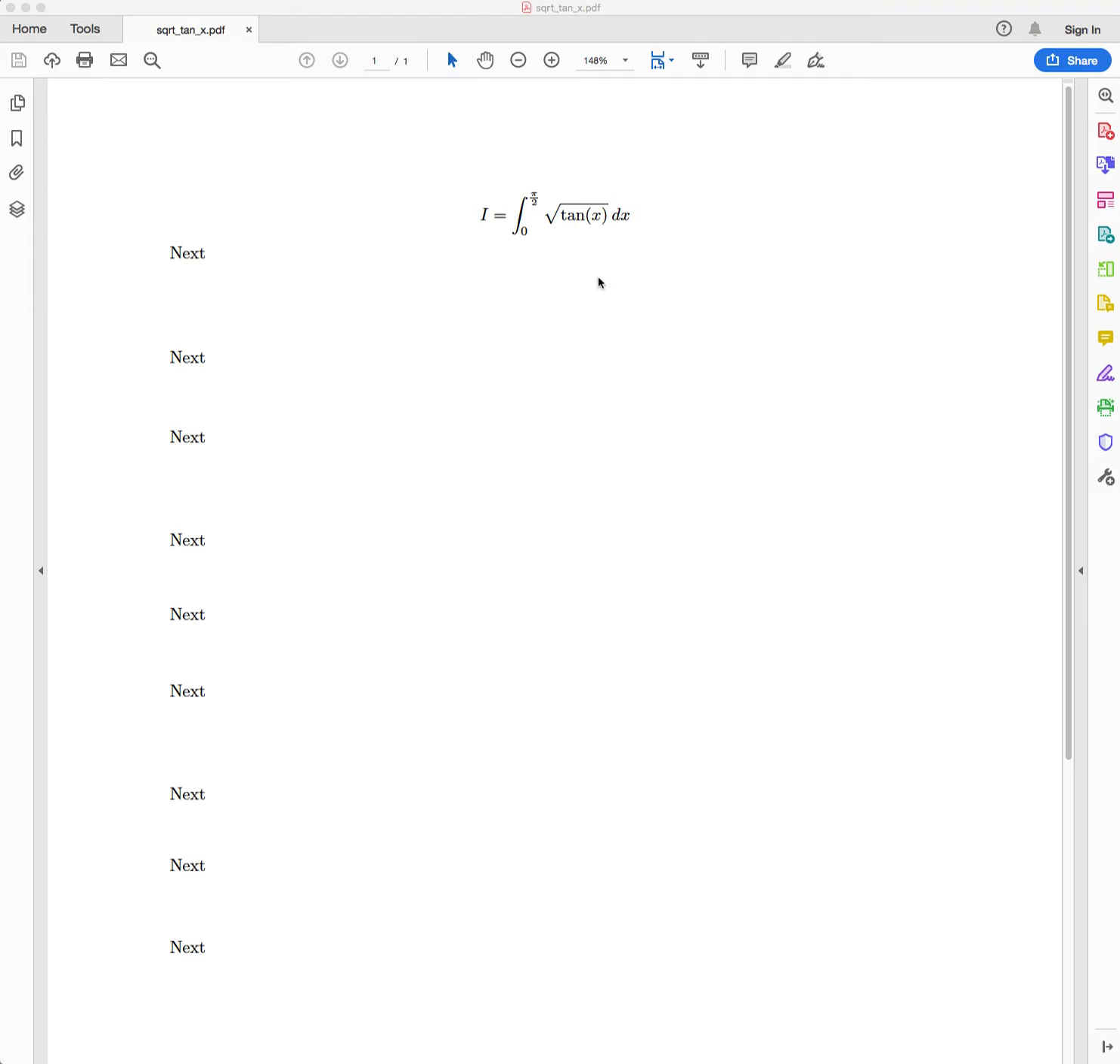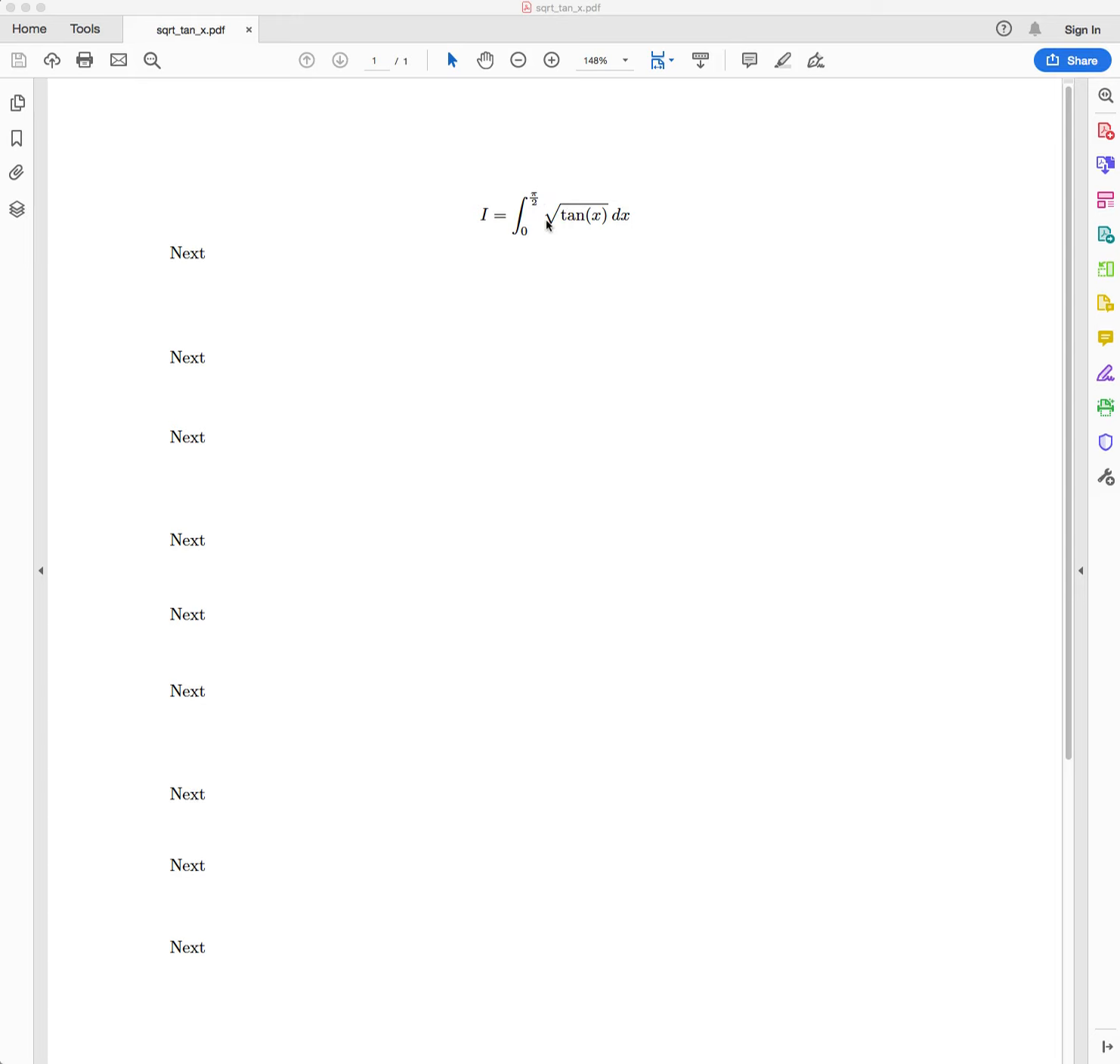In today's video we are going to evaluate this integral, which is the integral of the square root of tan of x from 0 to pi over 2. You'll notice that we're allowed to do it completely in the reals, i.e. not having to deal with any complex numbers here, because tan of x is positive from 0 to pi over 2, so taking the square root is perfectly fine.